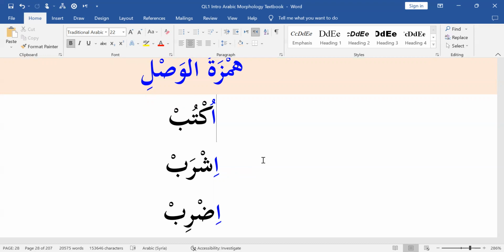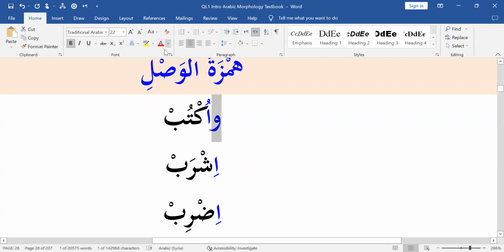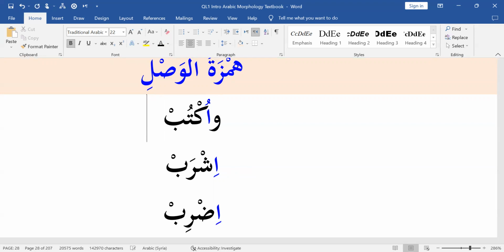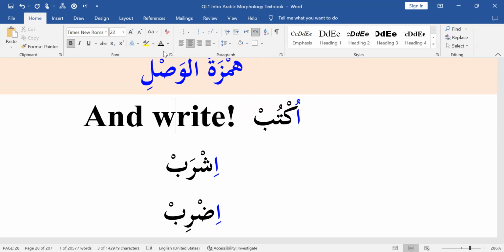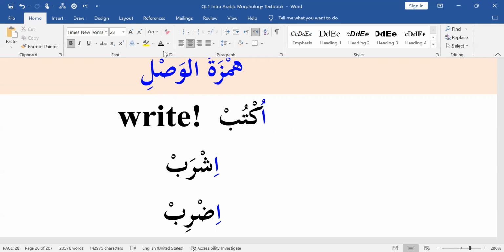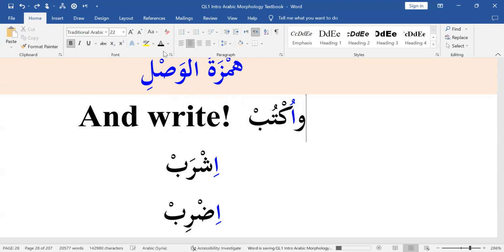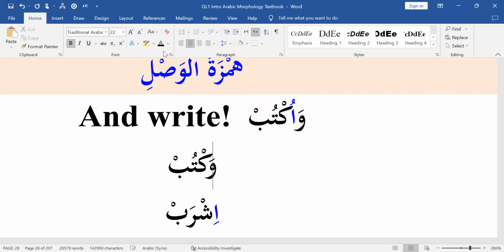So if I say uktub, you can hear the sound u in the beginning. But what if I have wow, which means and, in the beginning? If I say waktub, notice I did not say wa uktub, I said waktub, which means and write. So once again, uktub means write, but waktub means and write. When I say waktub, notice I did not pronounce the alif. It's as if I said it like this, waktub.